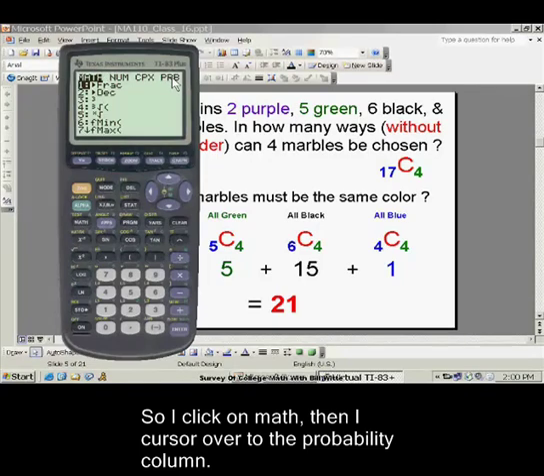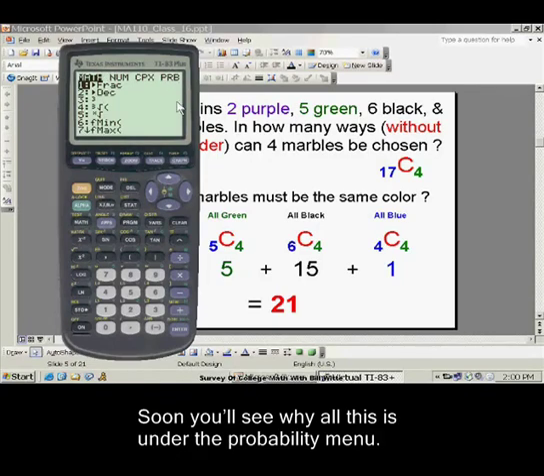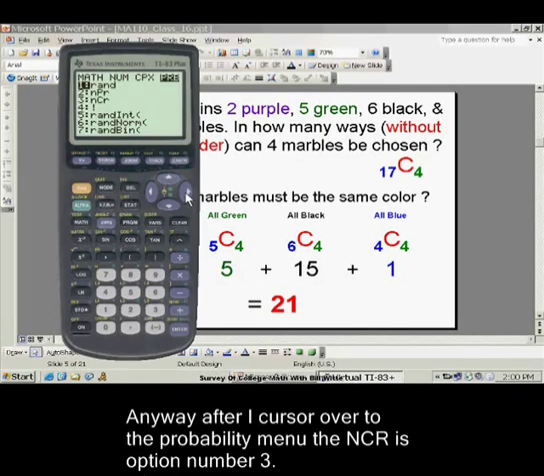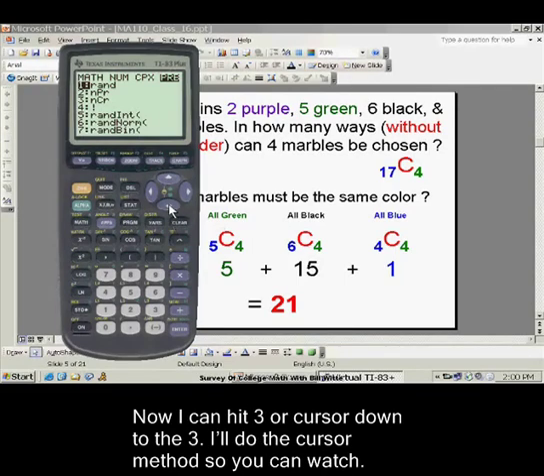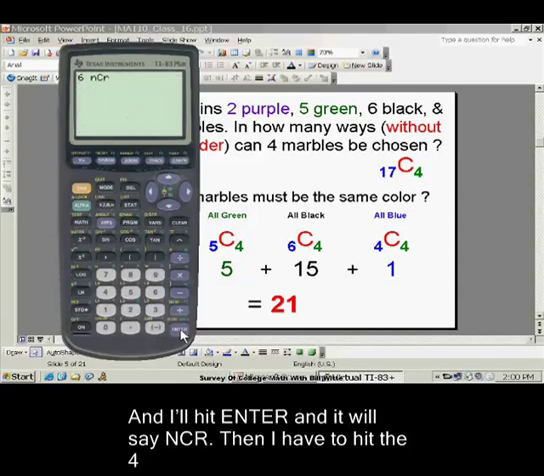Now, maybe you're starting to get a flavor why we get the probability menu. So I'll cursor a couple times. And the NCR, you may remember, is number 3. So I'll cursor. I could hit 3 or cursor down to 3. And I'll hit Enter. And it'll say NCR.